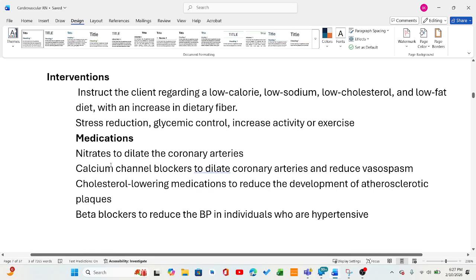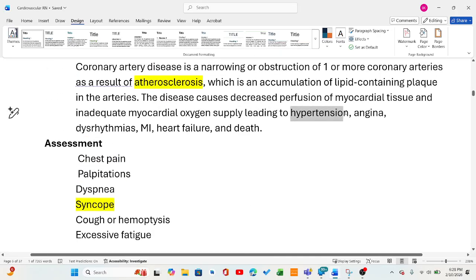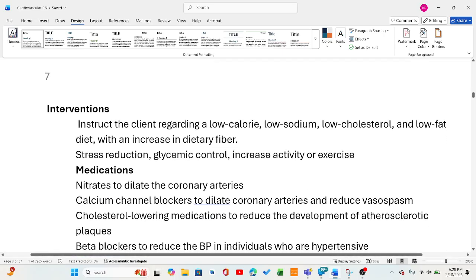So what are some of the interventions? How do we prevent these complications from happening? If they are diabetic, you want to put them on a low calorie diet. You need to control their blood sugars. Then sodium: you need to put them on a low sodium diet because of the hypertension. Please take note of that, because myocardial oxygen demand can cause the blood pressure to go up. You need to put them on a low cholesterol diet to prevent atherosclerosis, and also a low fat diet.